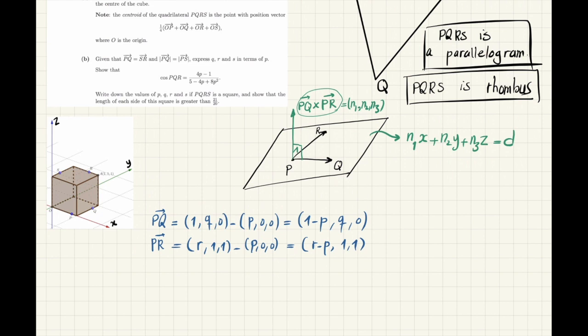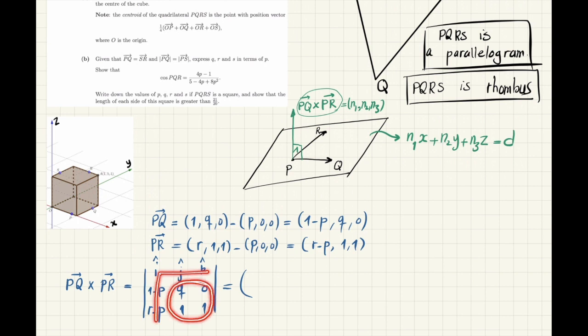Okay, now what should I do? I need to take the vector product, or cross product, of these two vectors, and hopefully you know that it goes like a determinant. So this becomes i hat, j hat, and k hat. These are the unit vectors of the axes x, y, and z. And then I can put 1 minus p, q, and 0 here, and r minus p, 1, and 1 here. And then I start calculating this. For the first component, I ignore this row and column. I calculate this 2 by 2 determinant, which becomes q times 1 minus 1 times 0, which becomes simply q.